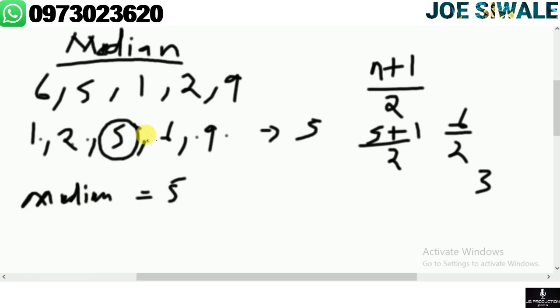But if you don't want to use this simple formula, you can just count. You can just count 1, 2, 3, 4, 5, and you can just look at the number that is in the middle, and the number that is in the middle there is 5.